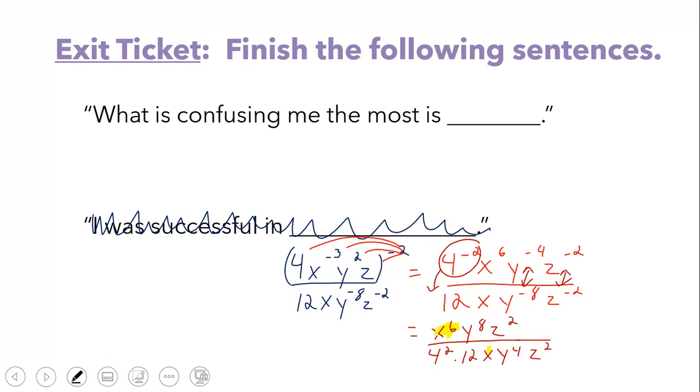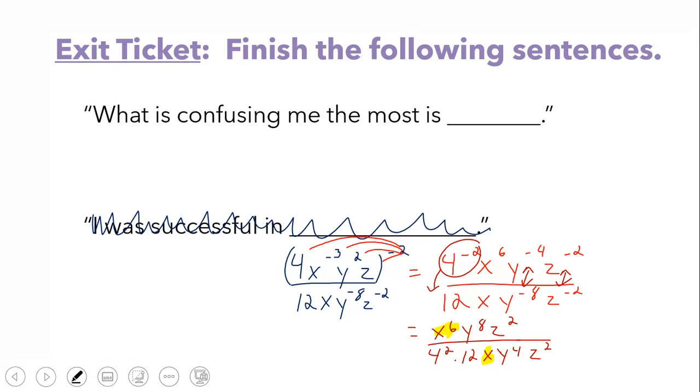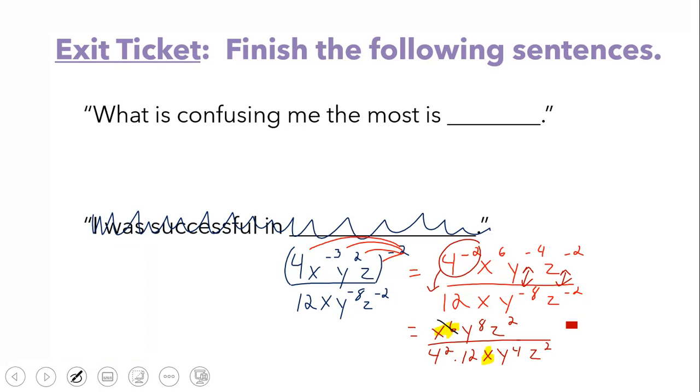You've got an x to the 6th and an x. What do I do with those exponents? I just subtract them. So what am I going to get? I'm going to get x to the 5th power. I like to cross them out as I go along. So I just dealt with my x's. When I dealt with my x's, I got x to the 5th power.